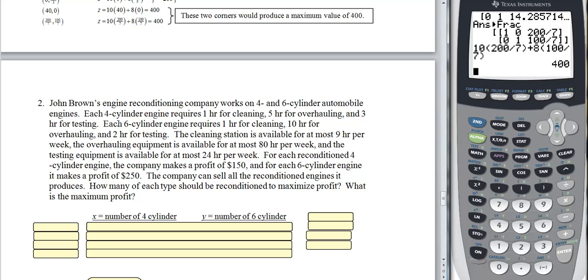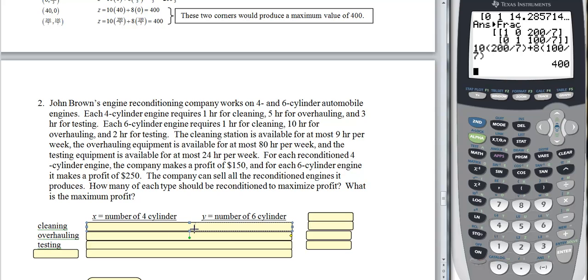Okay? So it says each 4-cylinder engine requires 1 hour for cleaning, 5 hours for overhauling, 3 hours for testing. So that right there gives me my row headings, because this is about 4-cylinder engines. I put the information under here. So let me get rid of these. That's going to be my cleaning, and the order they give it is the order I put it down. There's overhauling and my testing.